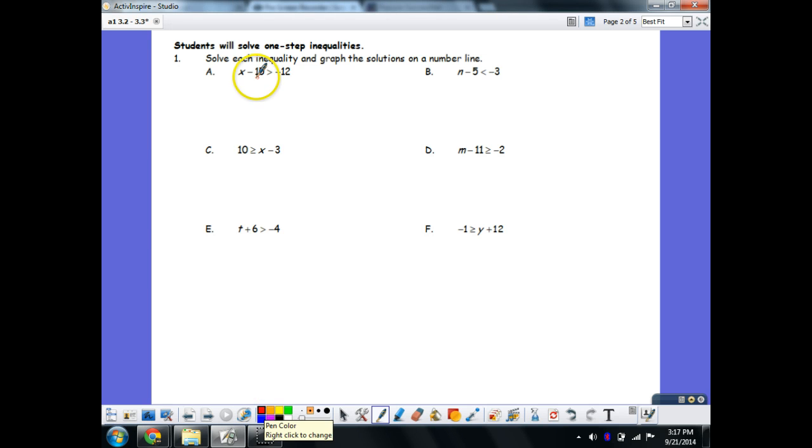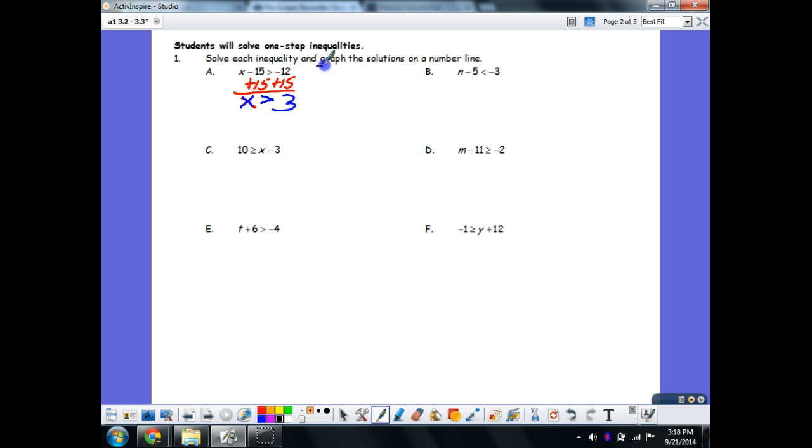For example, in example A, since we have x minus 15, to undo the subtraction, we add. And by the addition property of inequality, if x minus 15 was greater than negative 12, then x minus 15 plus 15, which is just x, is going to be greater than negative 12 plus 15, which is 3. So x is greater than 3.